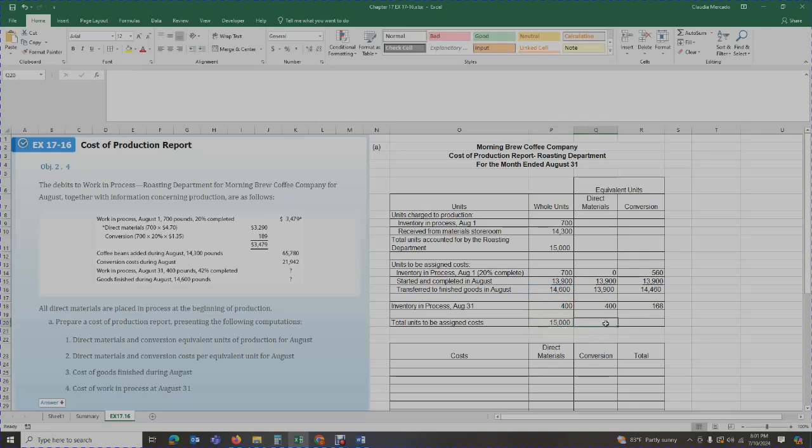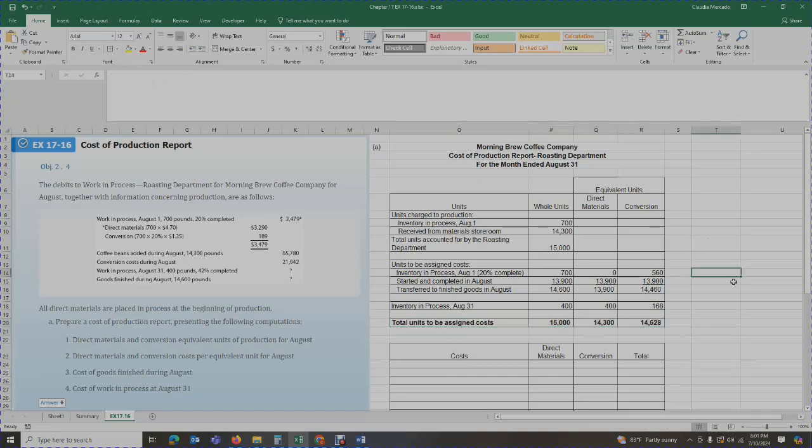For my direct materials, I'm going to have the 13,900 plus the 400. That's going to give me 14,300. And for my conversion, 14,460 and 168. Okay. So even though we have 15,000 whole units, for equivalent units, we're only going to account for 14,300 for direct materials and 14,628 for conversion costs. Okay. So that is my total units to be assigned cost right there.